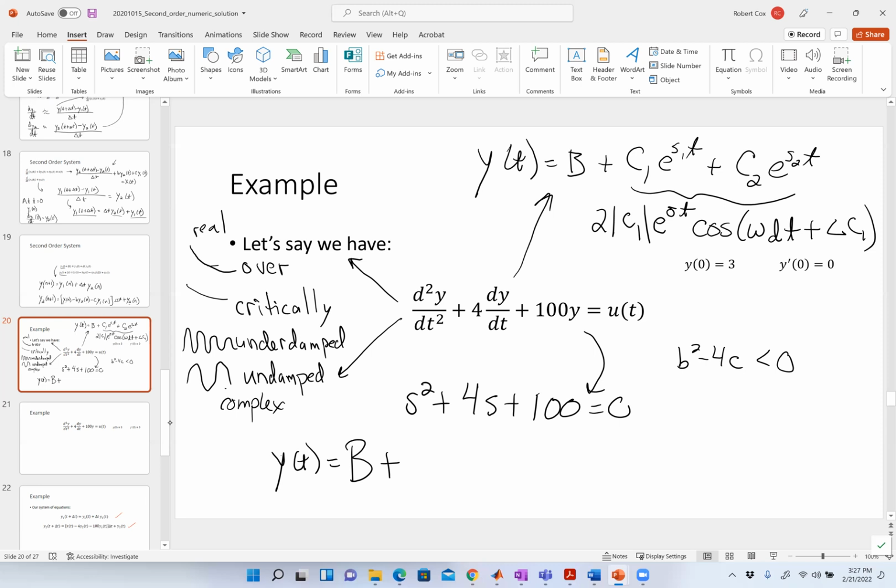I don't care what C1 is, or what the angle of C1 is. There's a lot of hard work that goes into that. You guys suffered through that in the last homework. It's pretty easy for me to figure out sigma and omega d because I said S1 is sigma plus j omega d and S2 is sigma minus j omega d. Like that, right? Those are pretty easy values for me to figure out, and those are the important ones. Why am I saying those are the important ones?